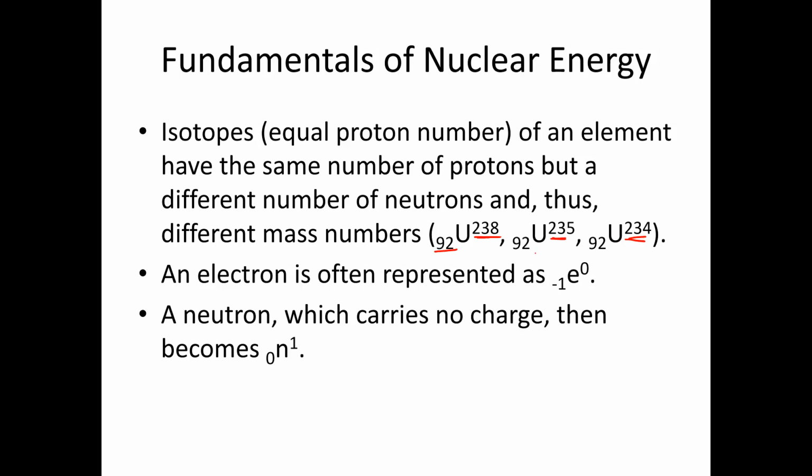An electron is often represented by this notation. And a neutron, which carries no charge, can be represented as n, where again the bottom left-hand side is the atomic number. So the atomic number would be 0, but the mass number would be 1.